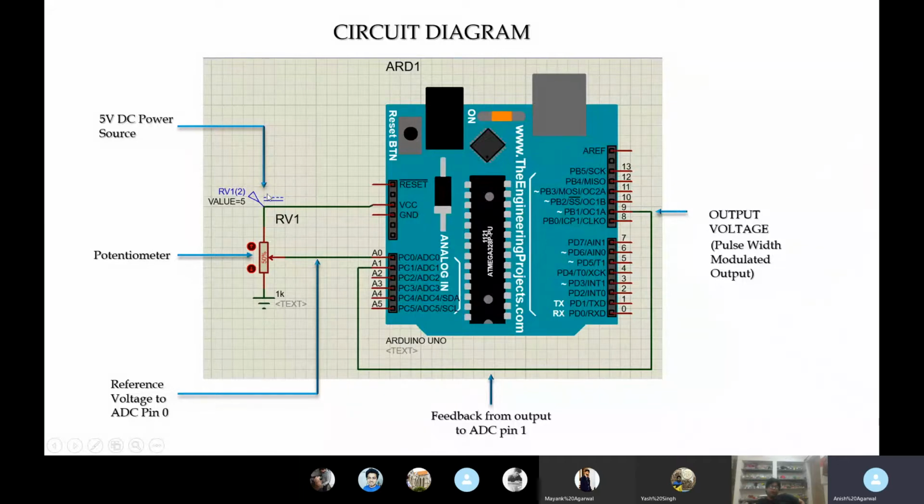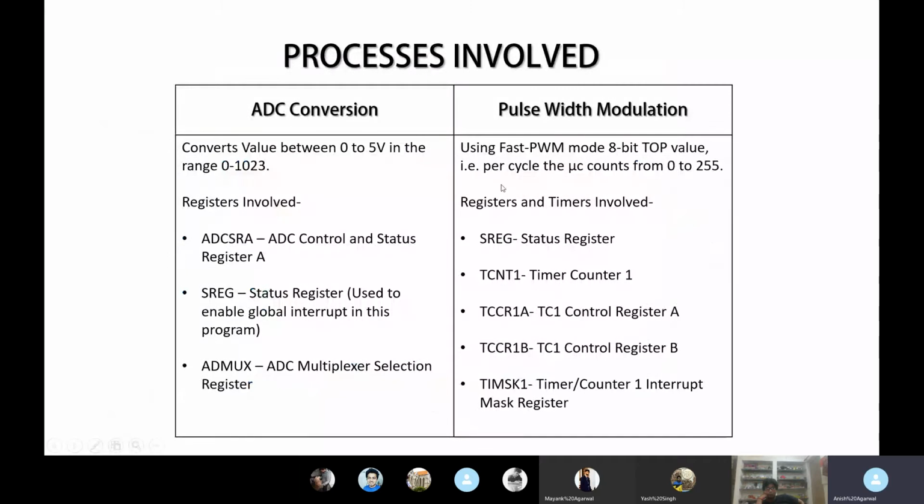And this is the power source. We have used a 5-volt power source. In general, if you give no reference voltage to the Arduino, the internal reference voltage is 5 volts. But since the circuit has been designed in Proteus, I have been able to show that this voltage is 5 volts. It is as simple as that. This is just the ground pin, because the potentiometer needs the ground reference. Now I'll be moving on to the processes that are involved.